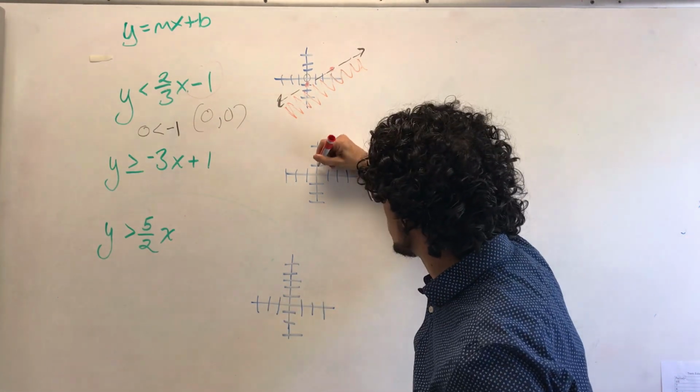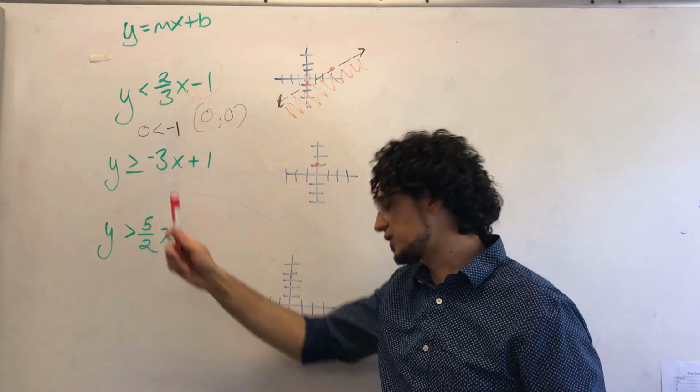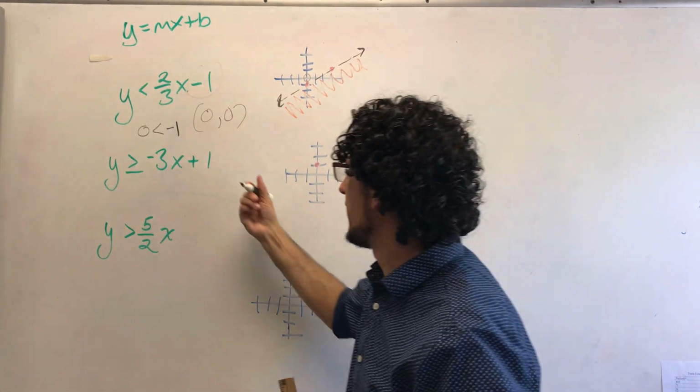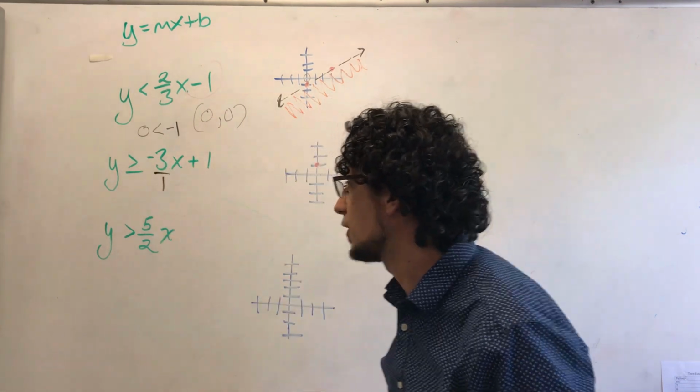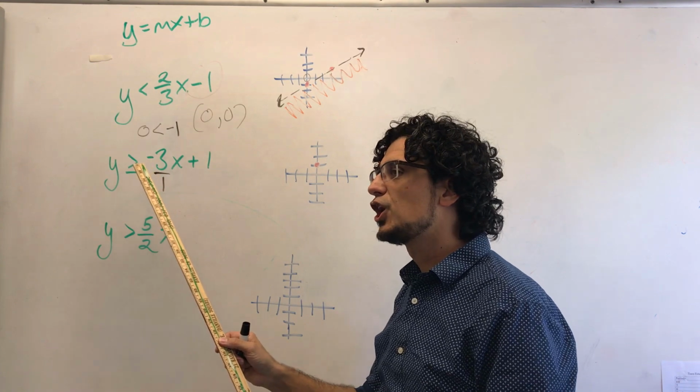In this case, it's +1. So I'm like, blow! And then I need to go ahead and apply this slope. Wait a second, that's a whole number. What do we do when we have a whole number for a slope? We go ahead and put it over 1, all right? So now I have a slope that reads -3 over 1.